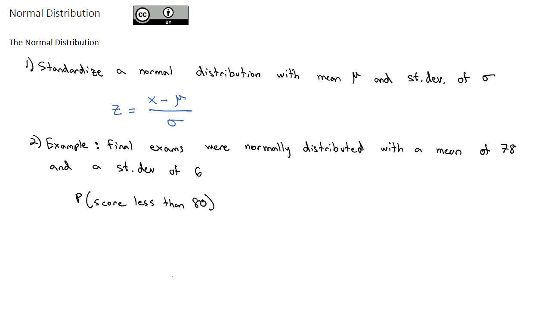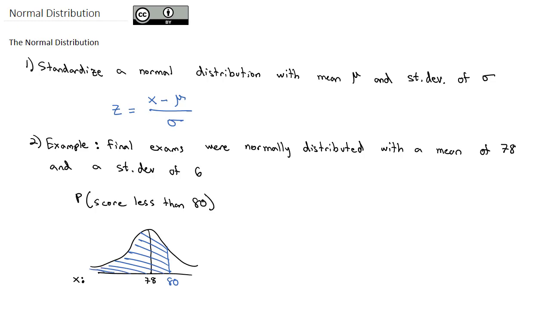Now, visually, what we're talking about here is we've got some normal distribution where the mean, the middle value, is actually 78. We'll call that an x value. And we want to know what is the probability they scored less than 80. 80 is off here to the right. We want the probability they scored less than 80. We want this area.